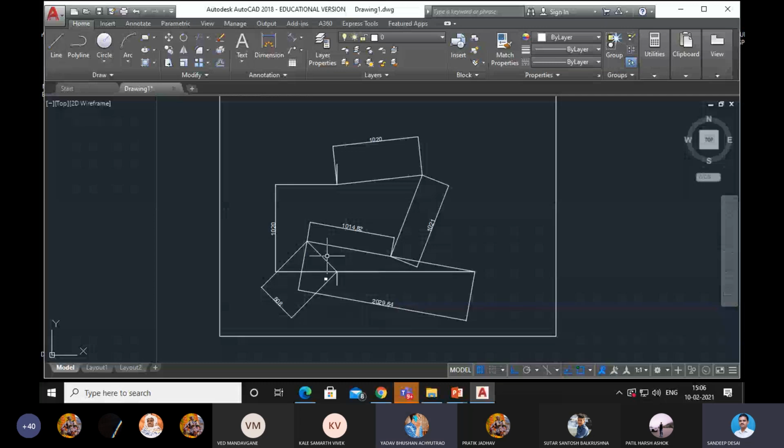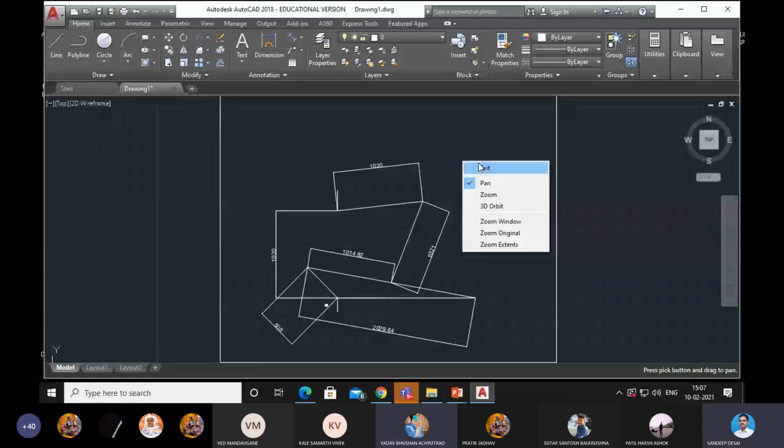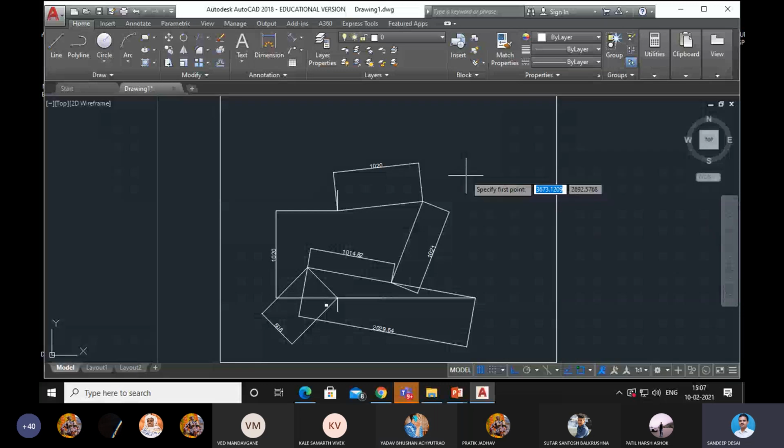Clockwise direction आहे का anticlockwise आहे रे? क्लॉकवाईज आहे. म्हणजे काय करायला पाहिजे आपल्याला? वरती जाईल. So from here, ortho off करा. And what is the length? 508 ना? Yes, sir. 508. Right. So 508, but that 508 should be perpendicular to this crank.